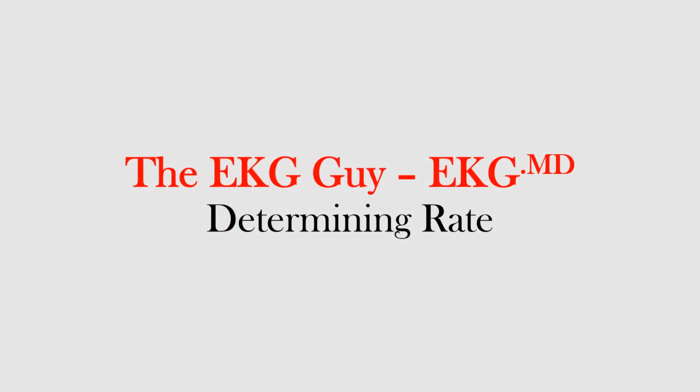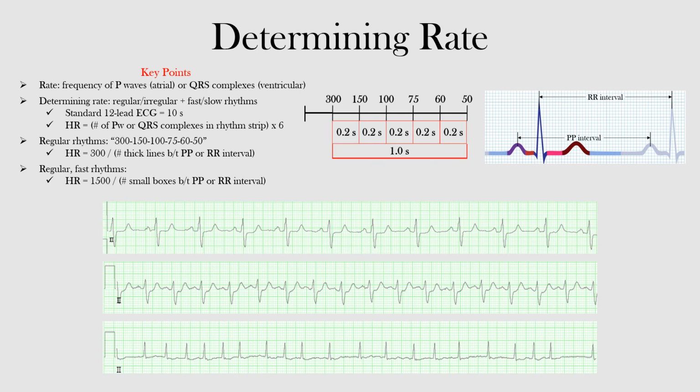In this lecture, we will discuss how to determine the rate of different types of rhythms. When determining the rate of a rhythm, we can talk about either the atrial rate, which is the frequency of the P waves, or the ventricular rate, which is the frequency of the QRS complexes. Generally, we will find the ventricular rate as they are often most visible, and we will do that here.